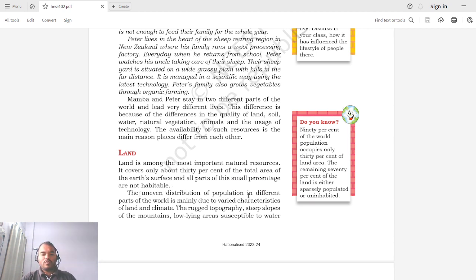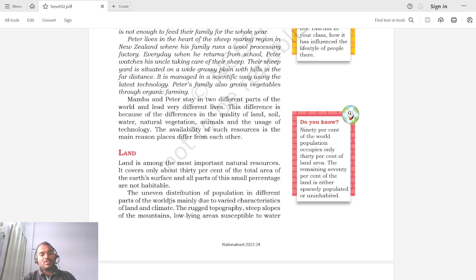The uneven distribution of population in different parts of the world is mainly due to varied characteristics of land and climate. And you can see that some parts of the world are densely populated and some parts are rarely populated, right? So why is that so? It is because whenever there are various resources available in a particular place, people would like to live in that place, so everyone will start shifting to the place where there are plenty of resources, and so these regions will become highly populated as compared to other regions where resources are scarcely available. So we won't prefer going and living in a place where resources are not available.